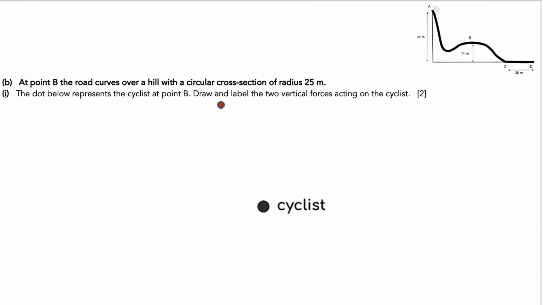Okay, so we're down this hill, we're up here now at B. And it says we want to draw the forces when we're at B. So we always are going to have force due to gravity pointing downwards. And at B, we're also going to have a normal force upwards. Now, I don't know the size of the normal force, but I do know the normal force cannot be greater than the force due to gravity.